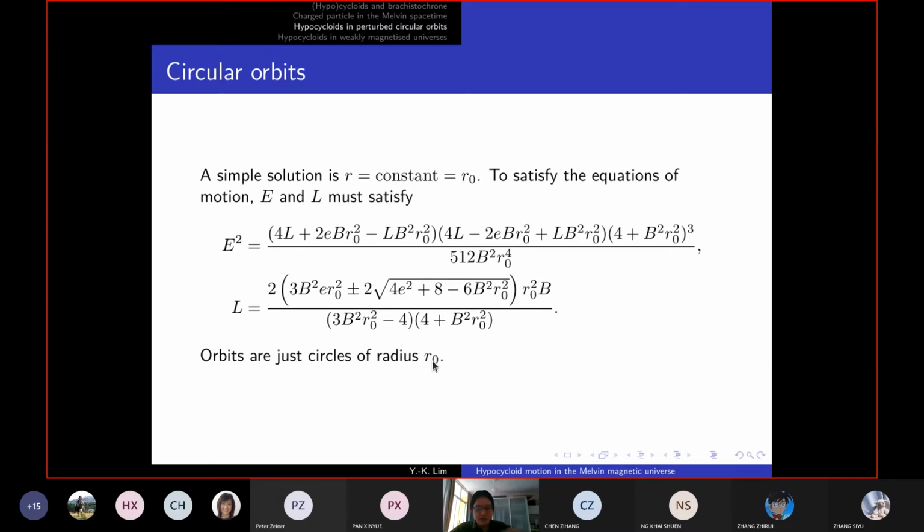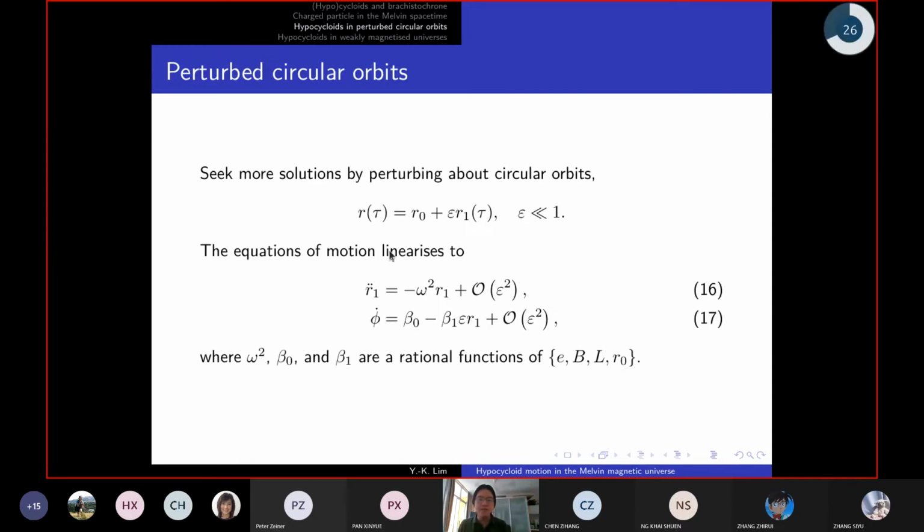And if you choose the radius that you want and choose the charge and B, you can put all these numbers in and produce the desired circular motion. So that is boring. We want to look for more interesting types of motion. But for more interesting types of motion, the equations of motion, as you have seen earlier, are very complicated and difficult to solve. So let us try some approximations.